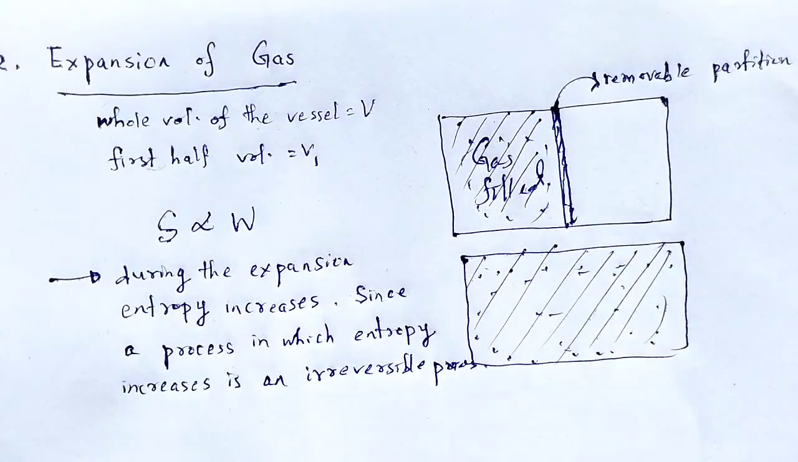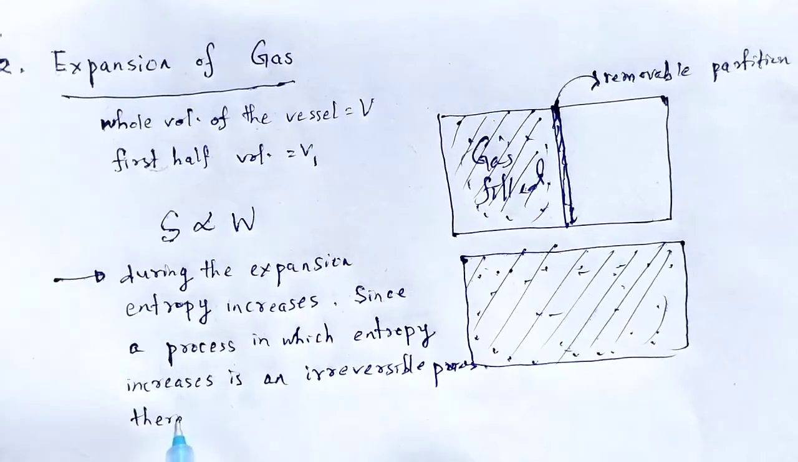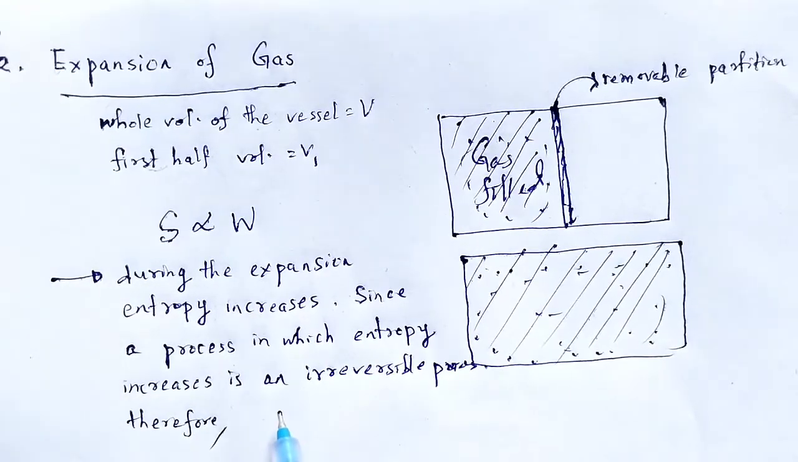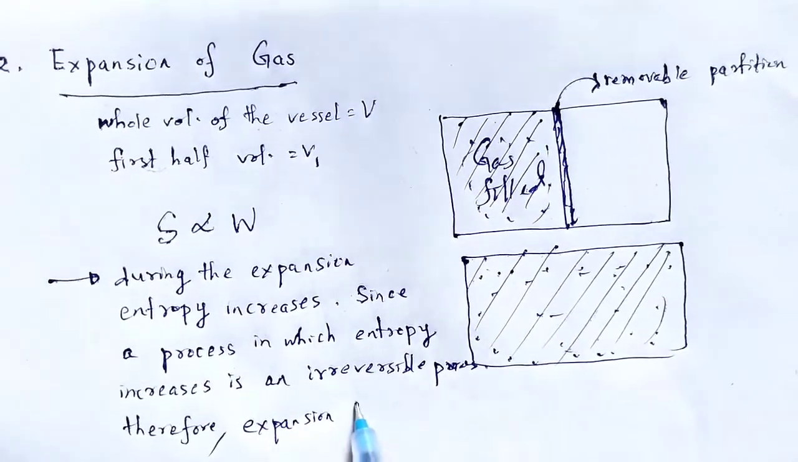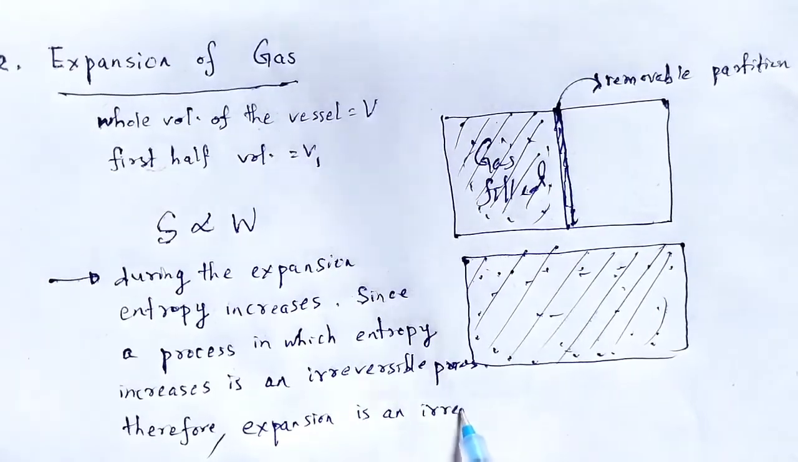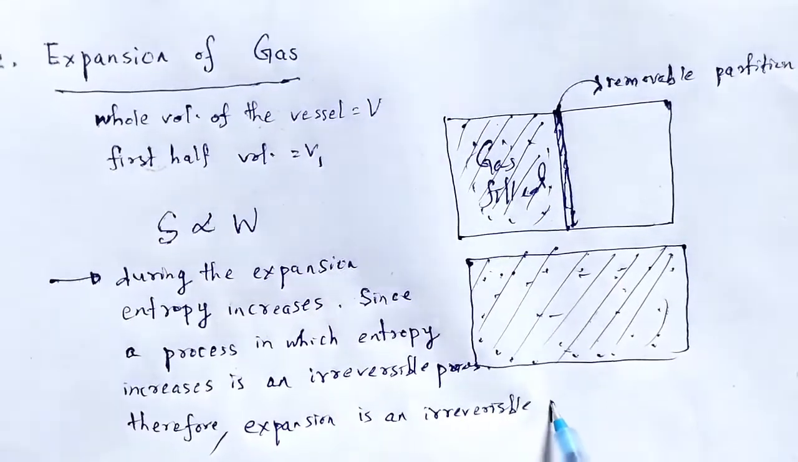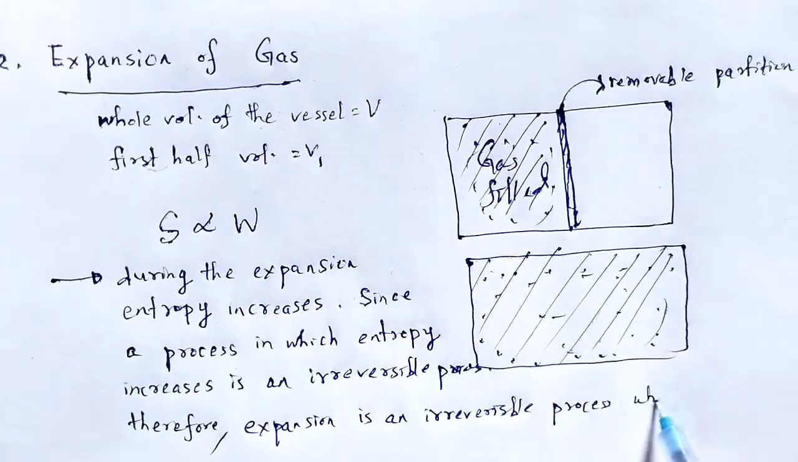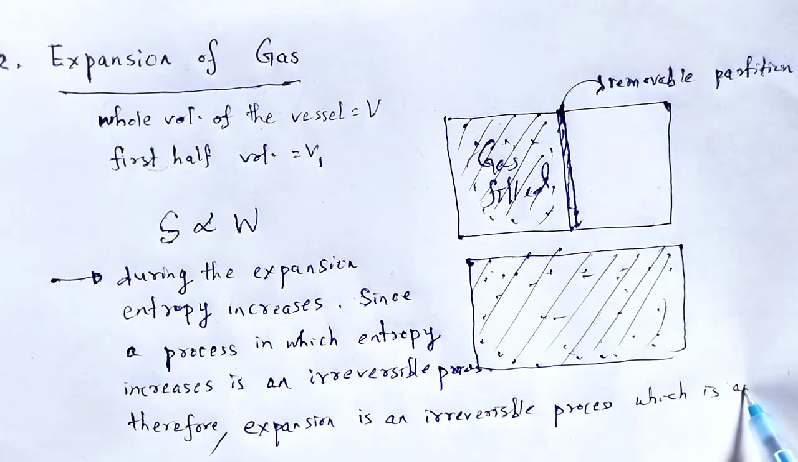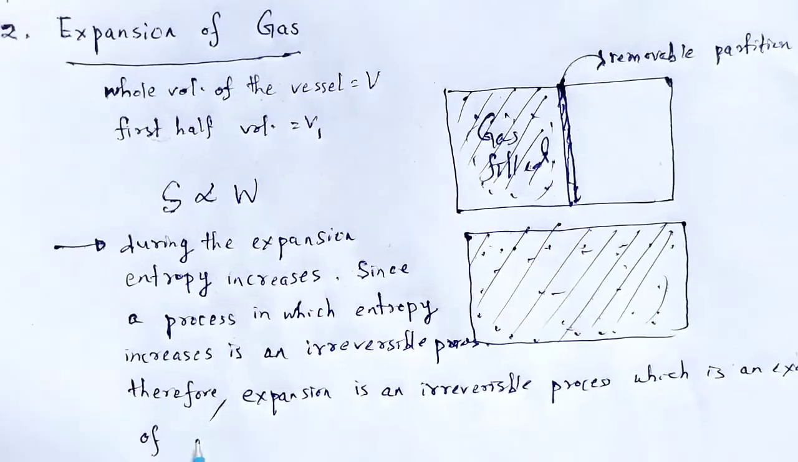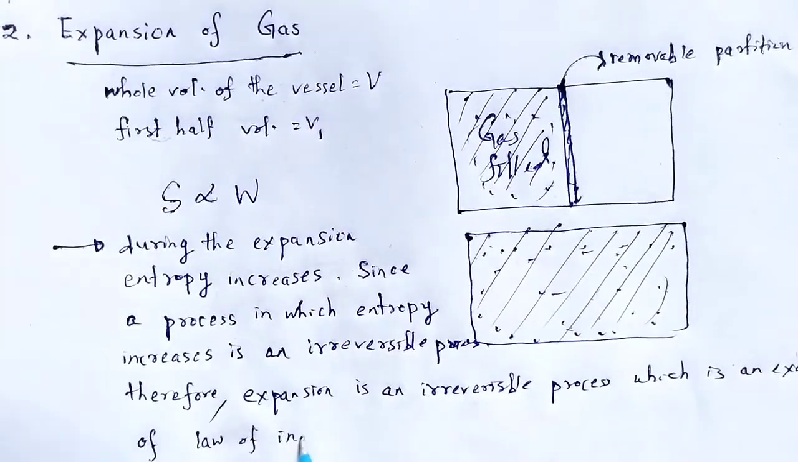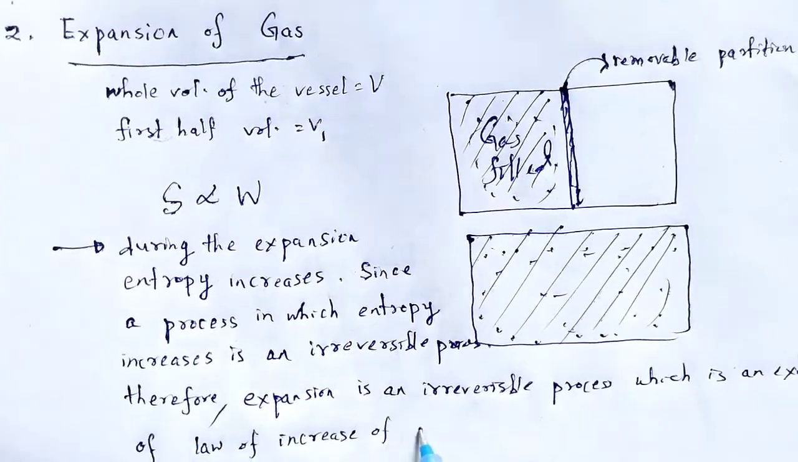So, in an irreversible process, entropy is always increased in nature. Therefore, expansion is an irreversible process, which is an example of the law of increase of entropy.